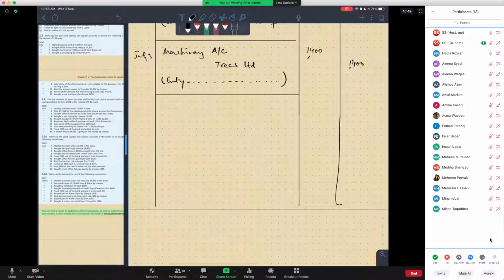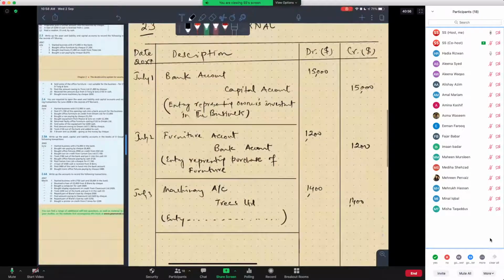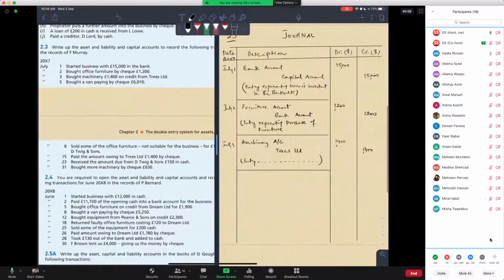Take it. Oh, what's wrong with this software today? Okay, so I'm going to make it visible here. You can see the July the 3rd, we are buying machinery. Machinery account will be debited because machinery is an asset and asset is increasing. We debit the asset, and we credit Trees Limited account because our obligation towards Trees Limited is also increasing. So we credit the Trees Limited account, we put the amounts in the relevant column, and we give the narrative. So we understand. Please give me a green check for the third transaction quickly.